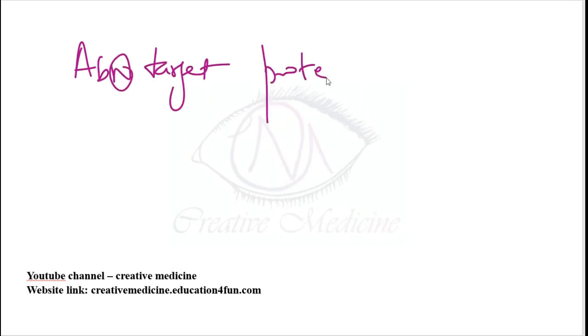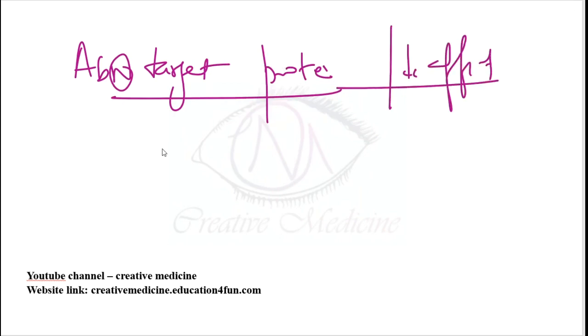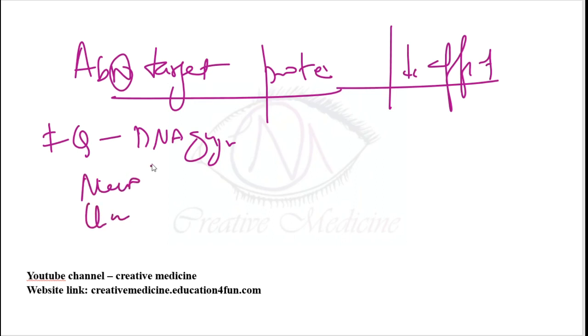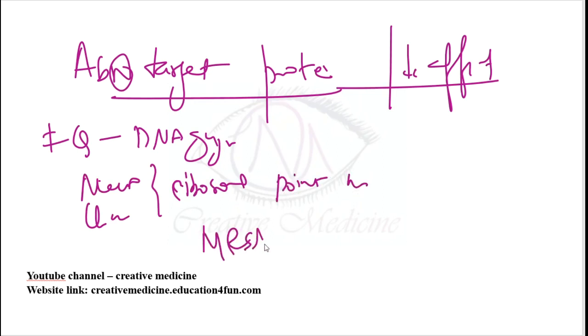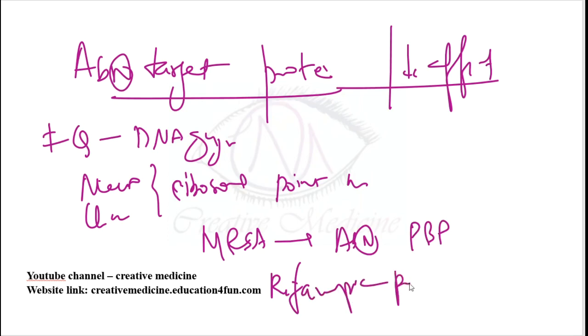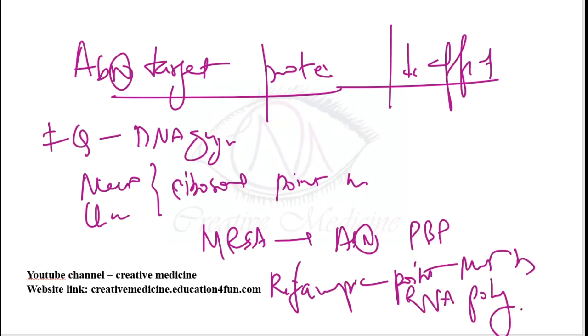So if you see an abnormal target protein or decreased affinity of the target, this includes, number 1, fluoroquinolones: the DNA gyrase abnormality can occur. If it is a macrolide or clindamycin, then a ribosomal point mutation can occur, so these cannot bind to the subunits of the ribosome. In MRSA, an abnormal penicillin binding protein mutation will occur. And rifampicin will cause a point mutation in RNA polymerase.